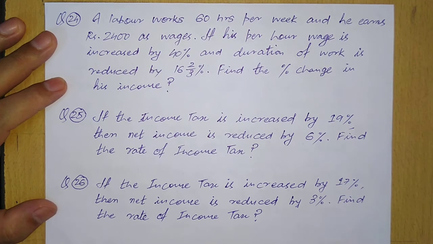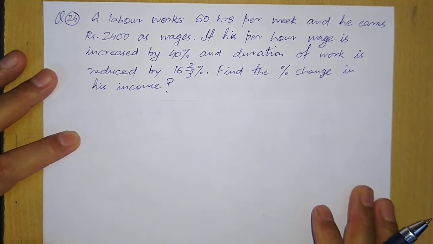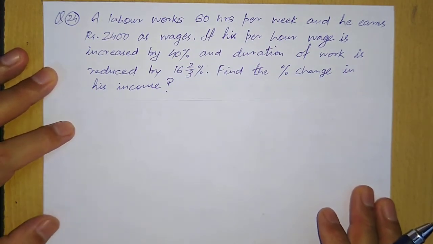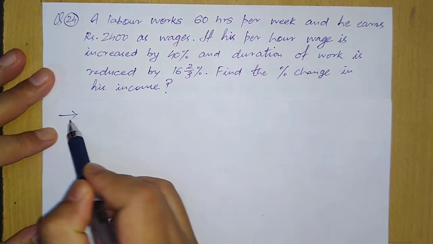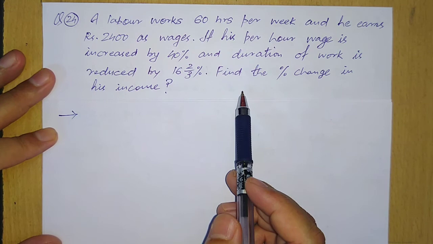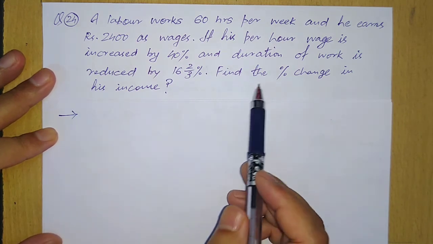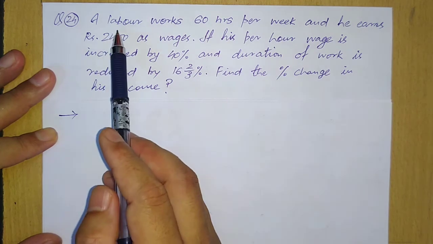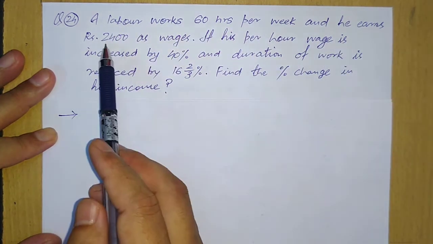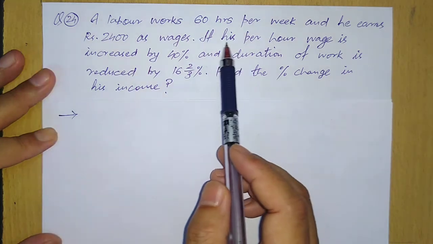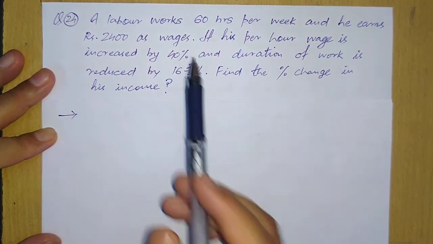Question number 24. A laborer works 60 hours per week and he earns rupees 2,400 as wages. If his per hour wage is increased by 40% and duration of work is reduced by 16 2/3%, find the percentage change in his income. So in this question we need to find the percentage change in his income. Same question, similar question. Here we don't need to find the real value, we just need the percentage change. We will ignore the 60 hours and 2400 wages.